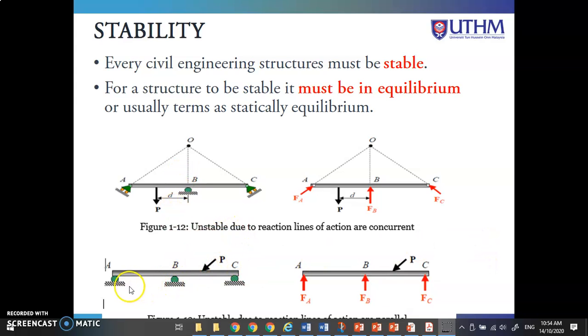So another unstable one is this. Dia ada roller, so dia ada external load dalam bentuk senget macam ni. So tak ada satu pun, setiap support ini hanya ada satu direction yang ke atas. So this structure tends to move.